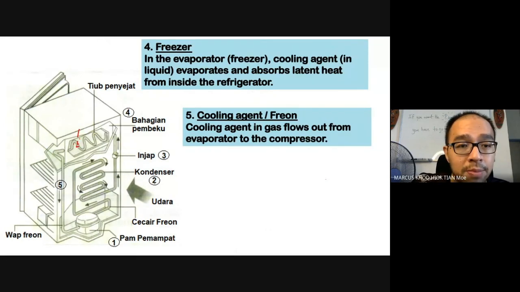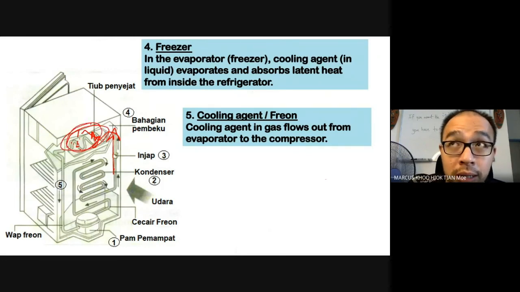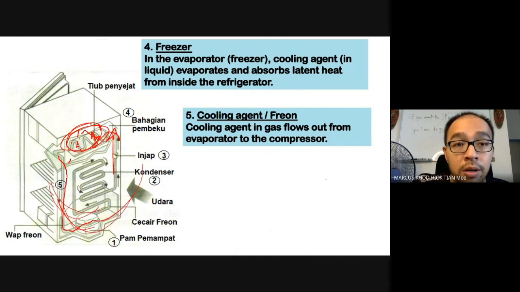So over here is gas becoming liquid, and then it is released inside here as liquid, and then it becomes gas as it evaporates because it is absorbing the heat from inside the refrigerator. On top here usually is the freezer, right? Okay, and then after that, it flows out of the evaporator back into the compressor, and then it goes on and on.